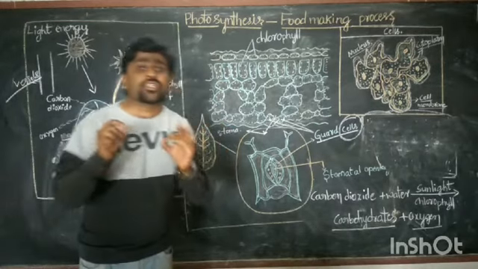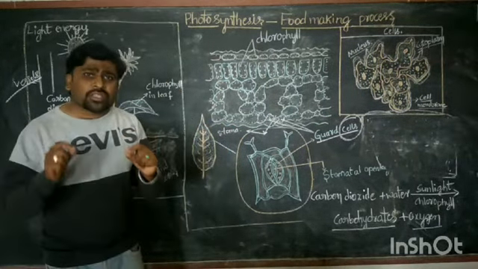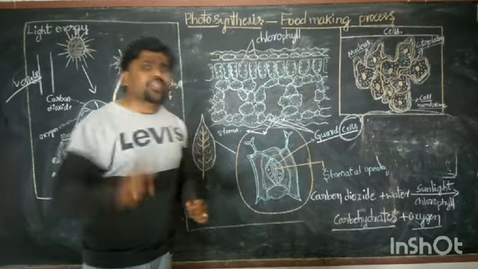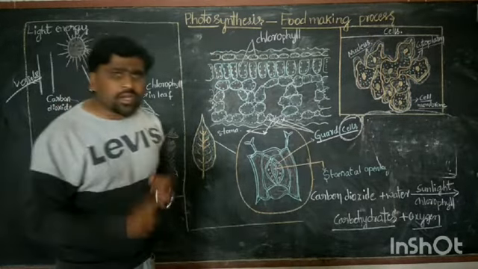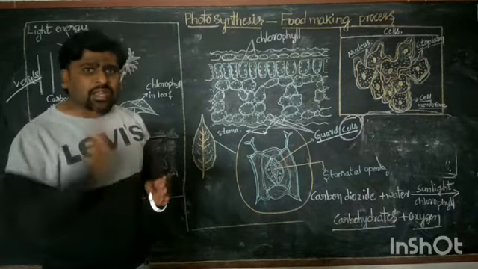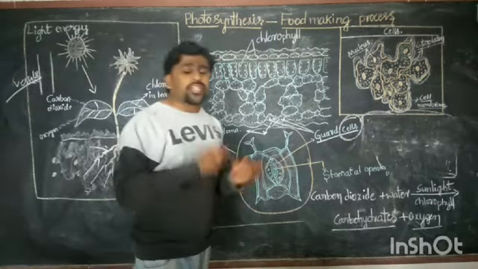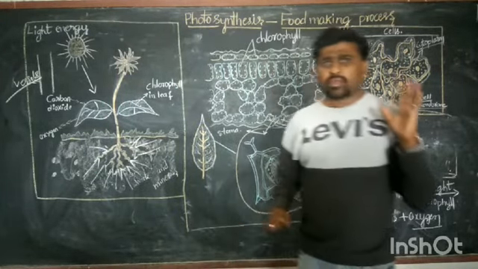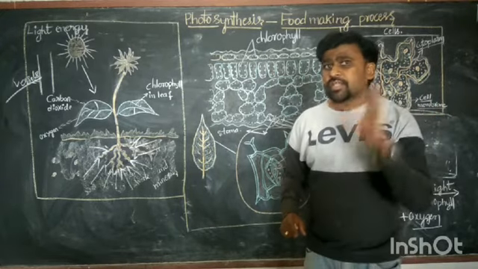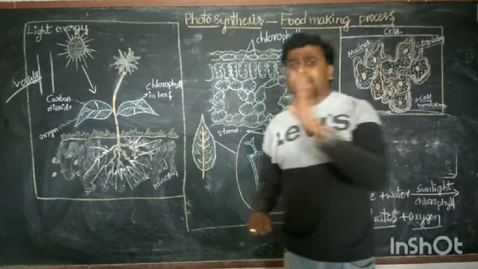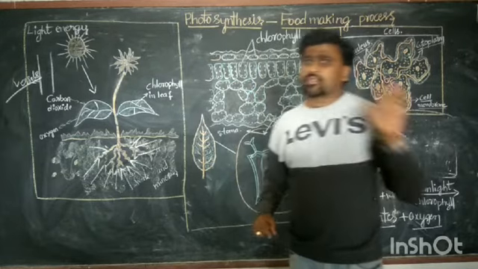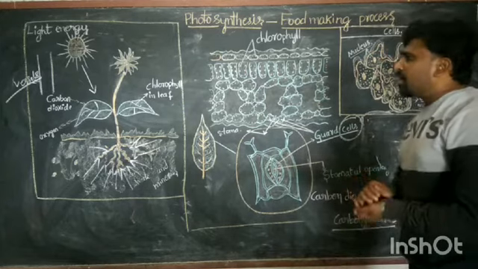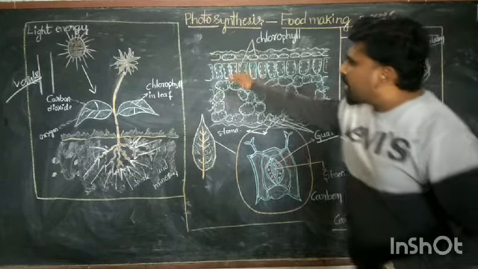Then what is photosynthesis? Photosynthesis is nothing but plants preparing food in the presence of water, minerals, carbon dioxide, sunlight and chlorophyll. This process is called photosynthesis. Understood? What is the definition of photosynthesis? Clear? One question has arisen.